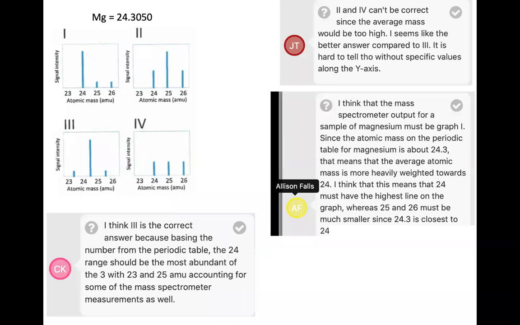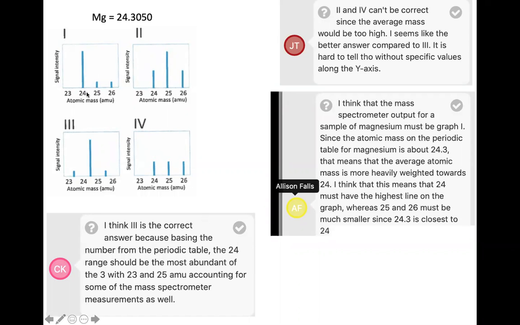These three responses are very similar. JT says, I know that two and four can't be right, because if you were to go through and either estimate or calculate, it's not going to give you a value of 24.3. Down here at the bottom left, CK says, I think number three is correct. And what they're trying to do is once again come up with an estimate for what would be the correct one.